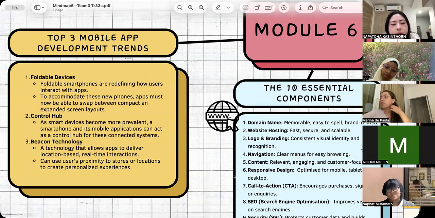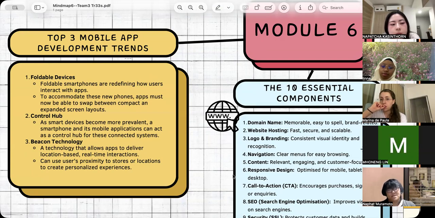So apps have to figure out how to respond to that. Next is control hubs, which is like, as smart devices become more prevalent, a smartphone and its mobile applications can act as a control hub for connected systems and devices.